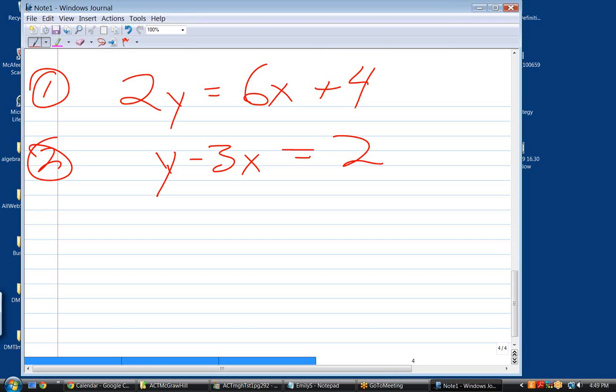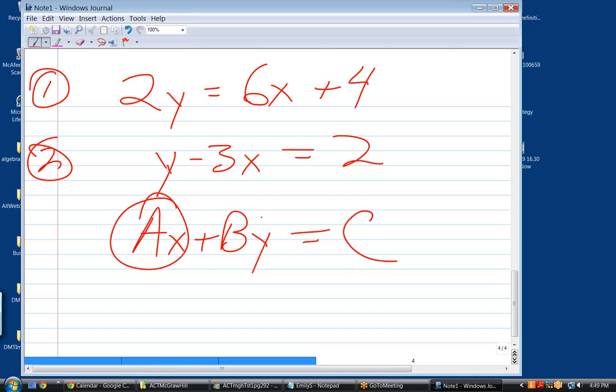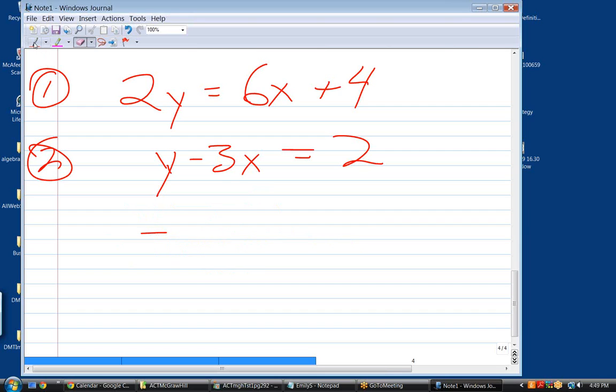Okay? All right, so we're going to add the 3x to the other side? No. Remember what standard format is. Standard format is ax plus by equals c. So we want the x in the first place, we want the y on the same side of the equation, and then we want just numbers on the other. So how can I rewrite equation 1 to get it into standard format?